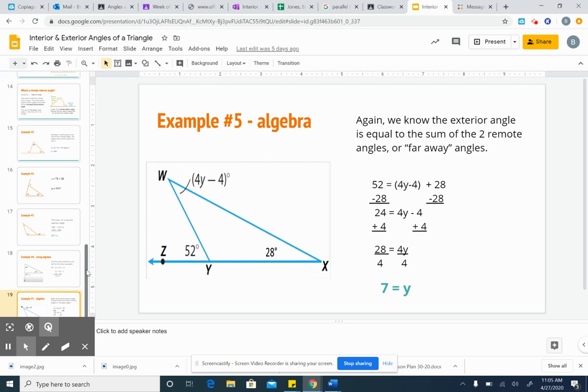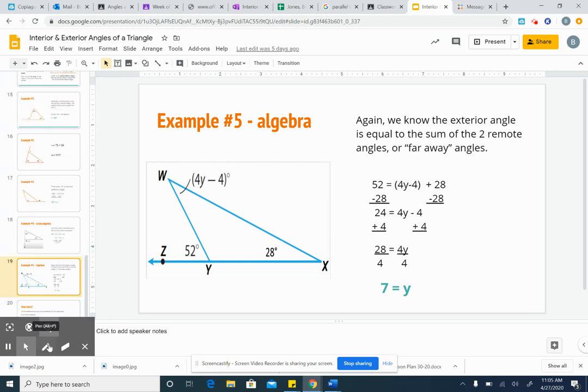Let's look at one more, okay? Last one. So we have an exterior angle over here, 52 degrees. We have an interior angle of 28 and an interior angle of 4y minus 4. Okay, we do not know what y is equal to, but we are given our exterior angle. So 52 equals 4y minus 4 plus the other angle, which is 28.